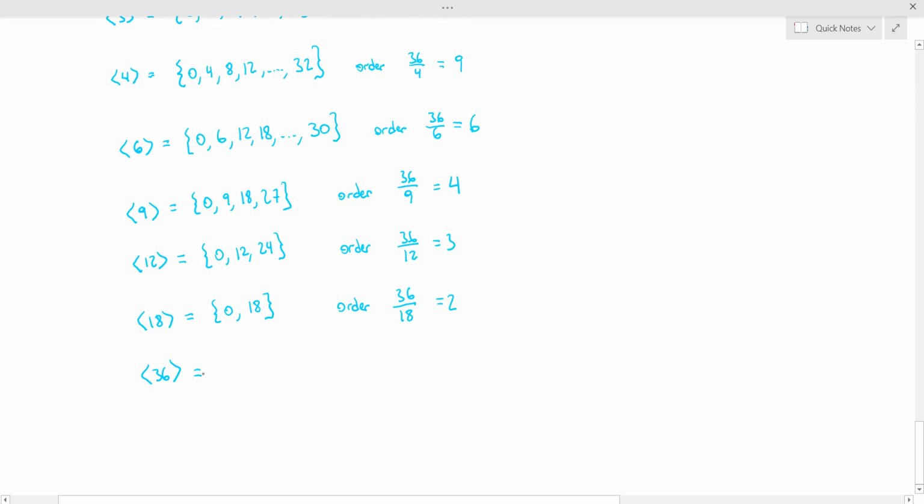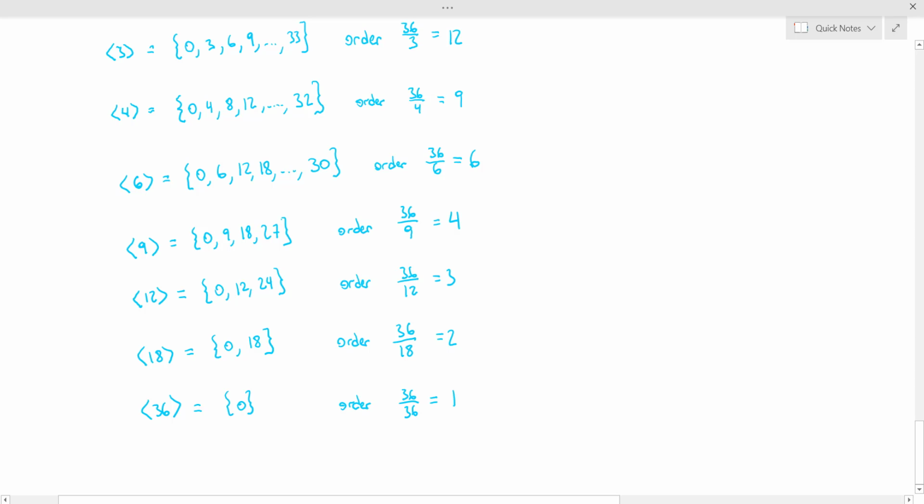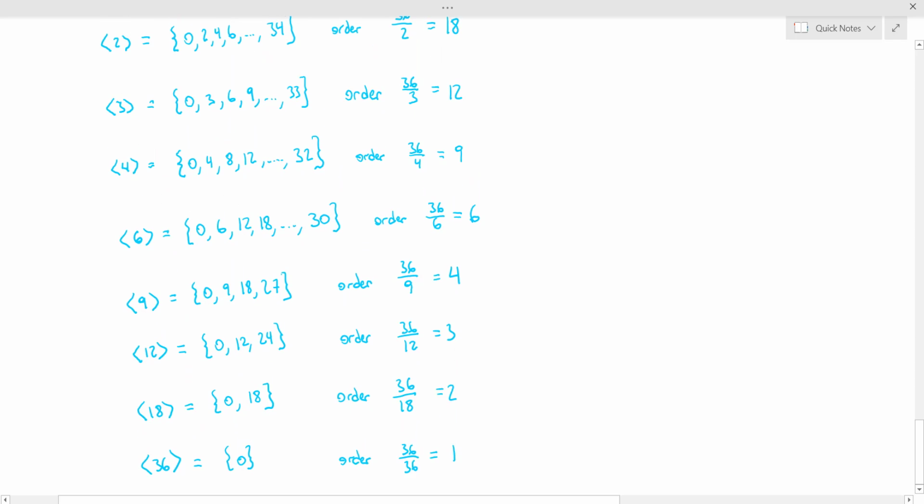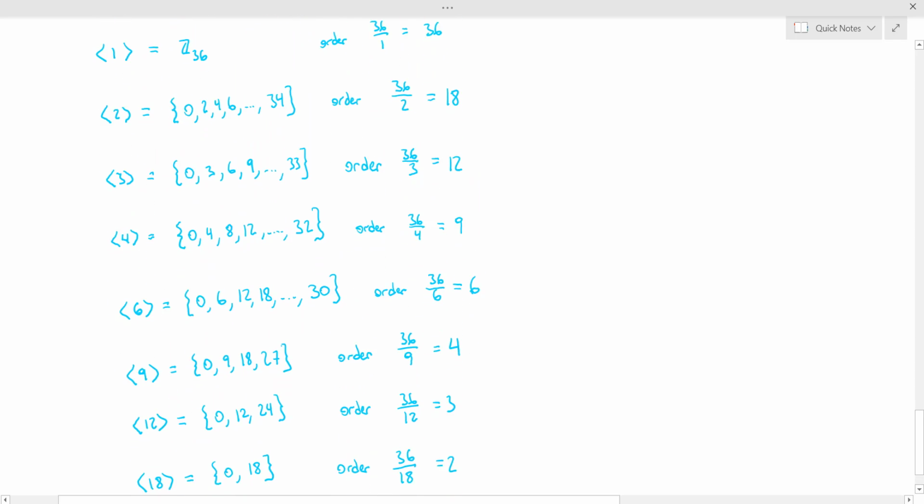And then remember 36 is 0. So it's the trivial subgroup consisting only of the identity element, and it's of order 1. Okay, so these are all of the subgroups of Z36.